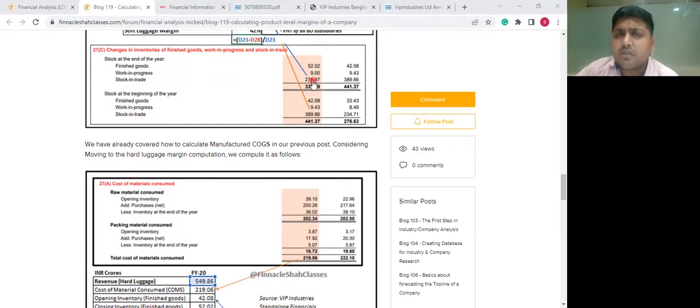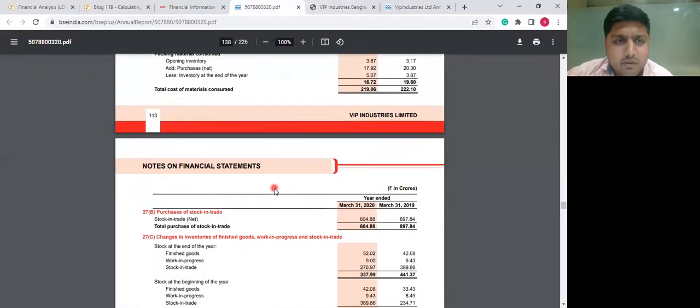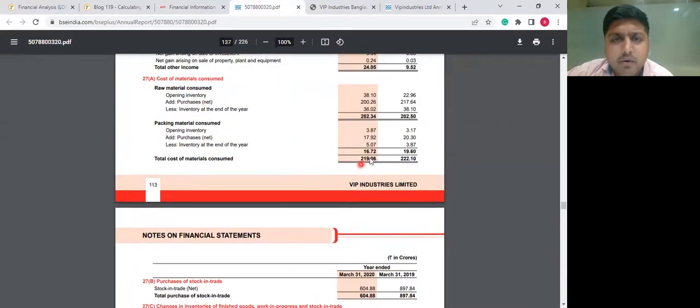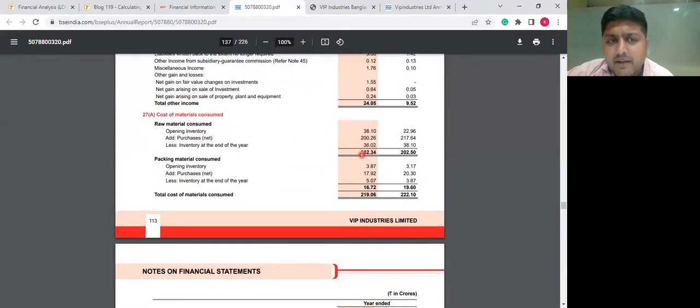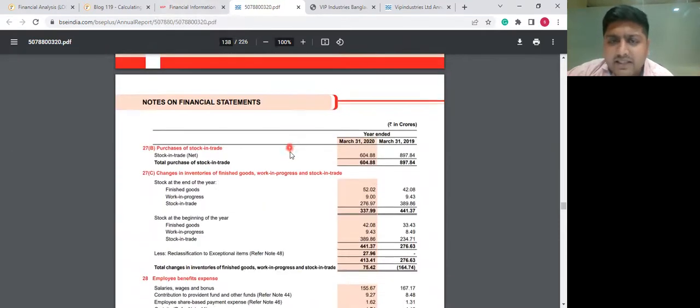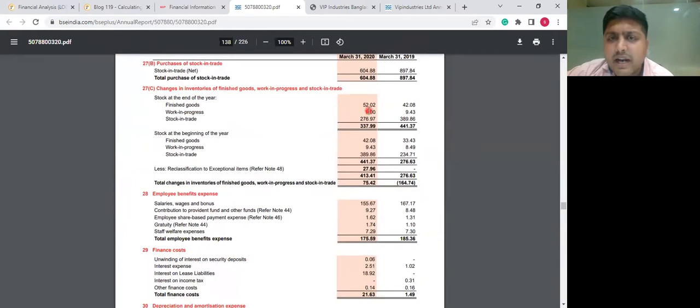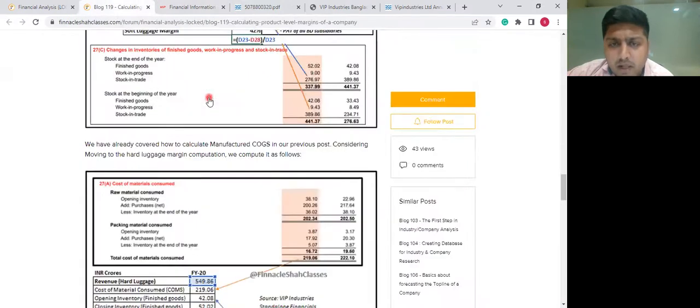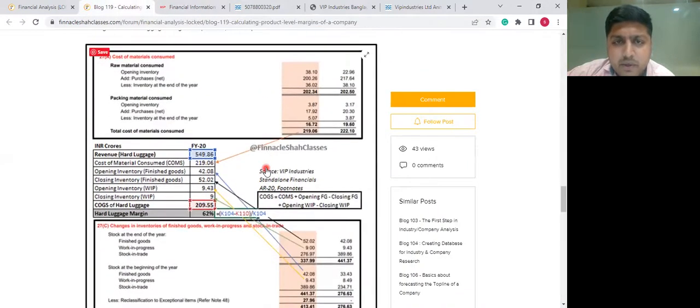You take a look at cost of raw materials consumed and changes in stock in trade and finished goods, right? So what you have here is this. Cost of raw materials consumed, you already know. This is something which you're going to get directly from here, 219.06. You can directly take that, and changes in finished goods and work in progress. You can take these two items, precisely what we have done on our blog here. Let me just show you a quick working.